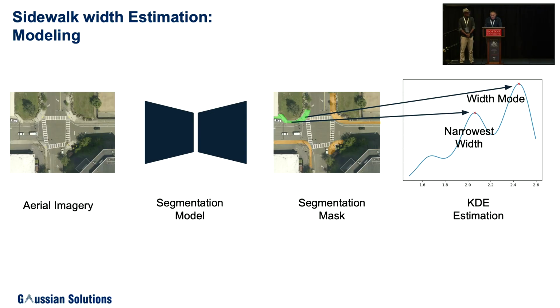In addition to that, we also output the narrowest width in cases where there's a variation in the width within one single sidewalk line string. We are doing this because we found that it's very useful in some accessibility focused applications. For example, a wheelchair user would like to know if some sidewalk has the minimum width required for them to traverse.